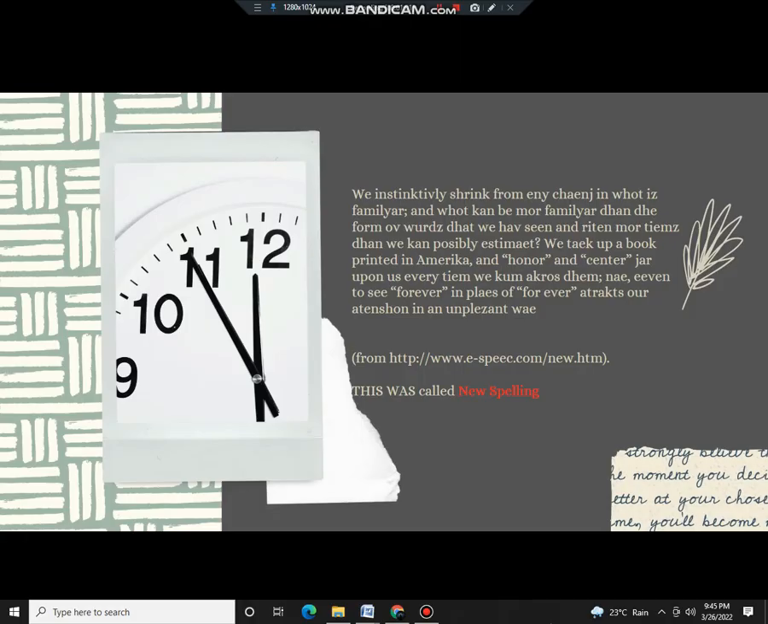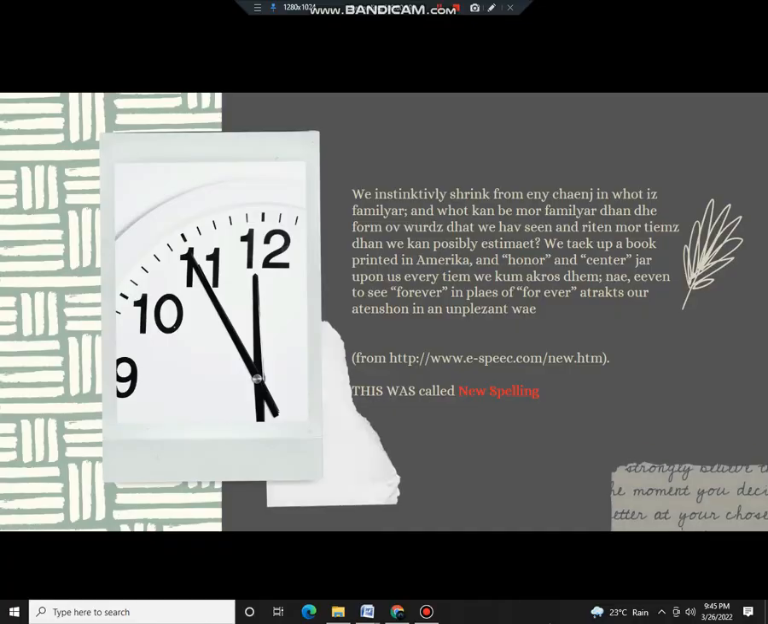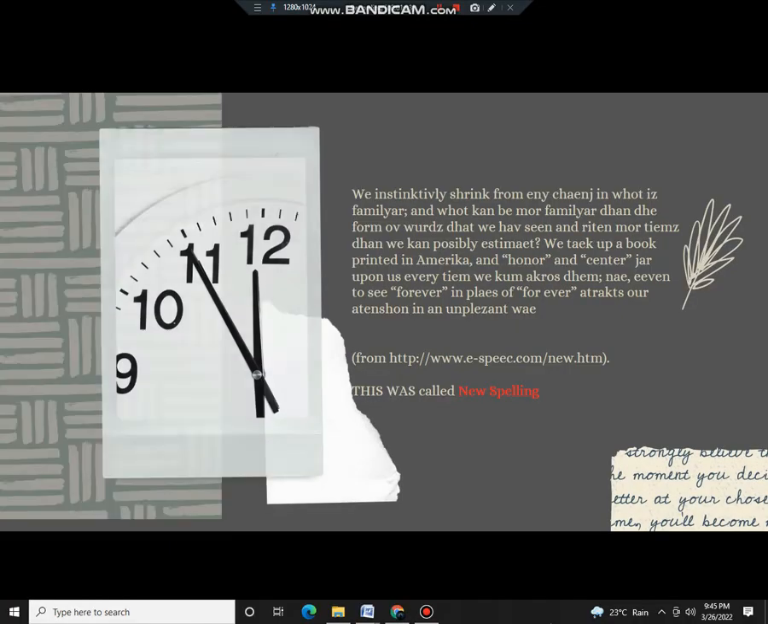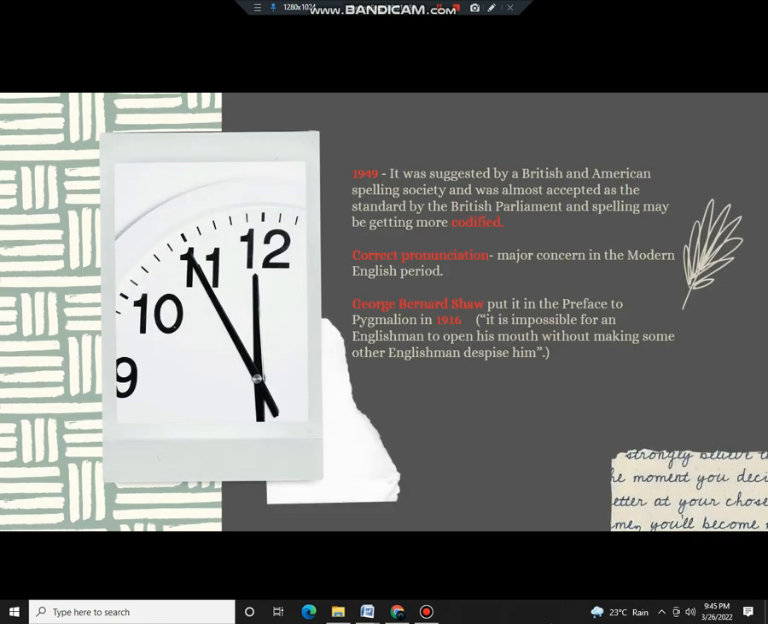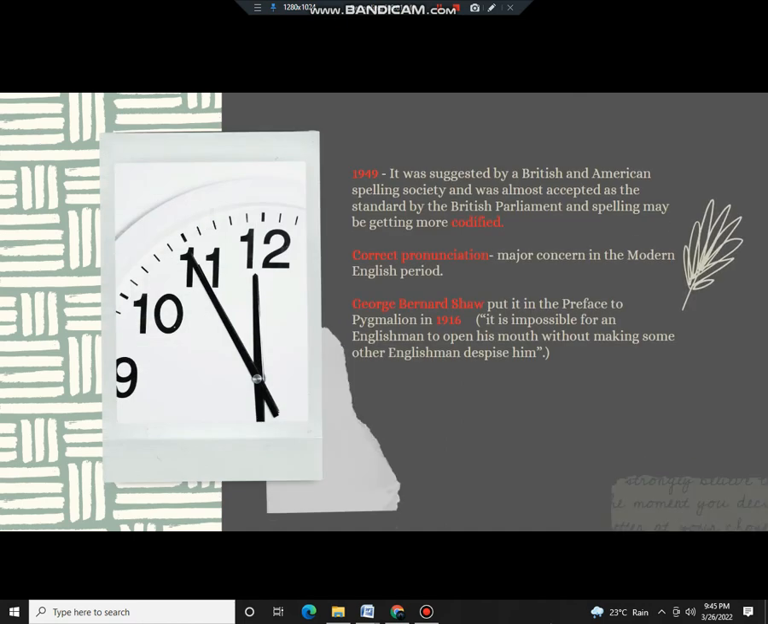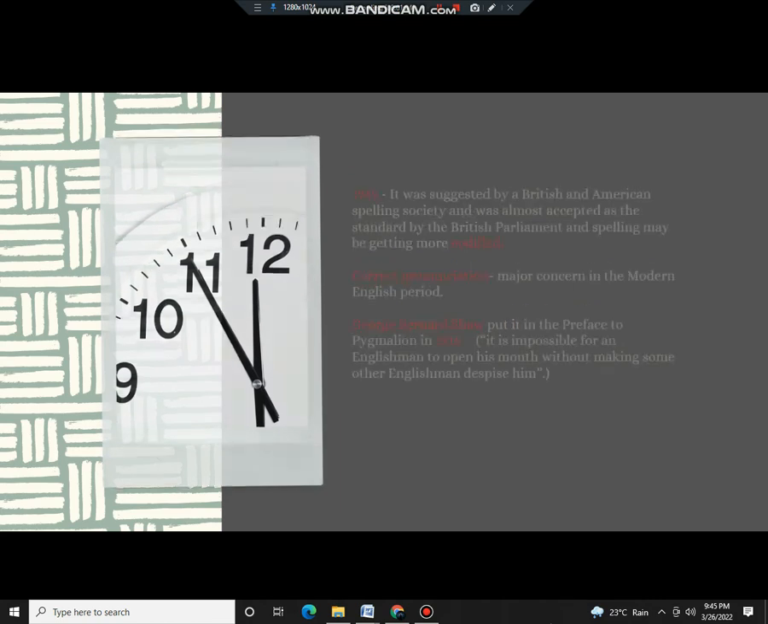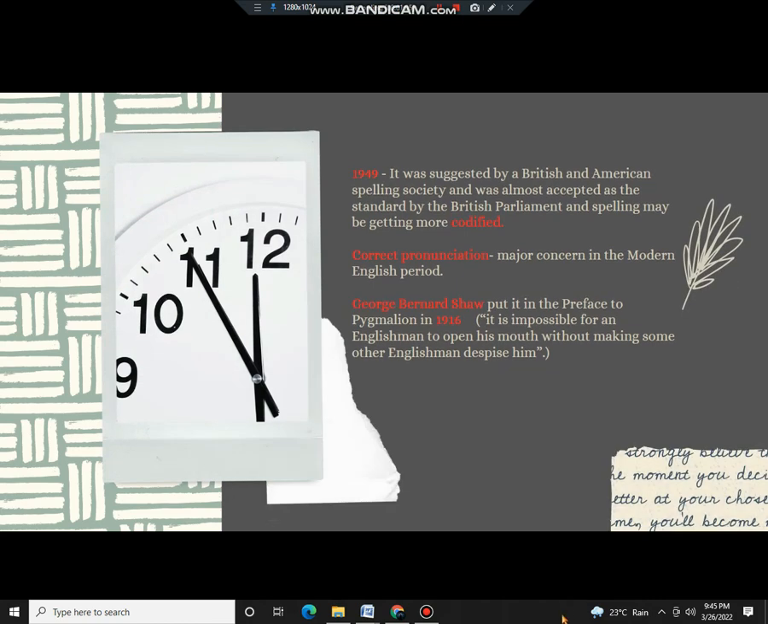So, it was suggested by the British and American Spelling Society, and was almost accepted as the standard by the British Parliament in 1949. O diba? Ito daw yung standard na spelling. So, tawag dito, nitong sinulat na we instinctively shrink from any and etc. This was called new spelling. So, ito nga yung sinabi ko kanina, at the moment, there do not seem to be many serious attempts at spelling reform.